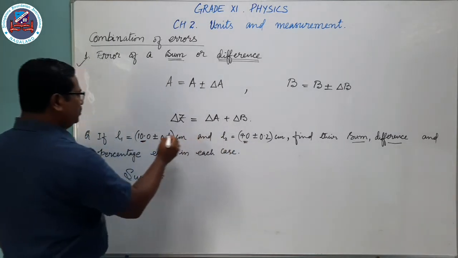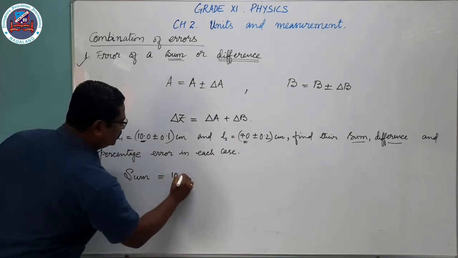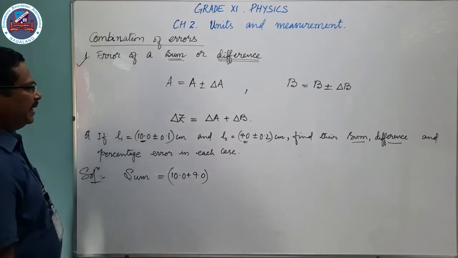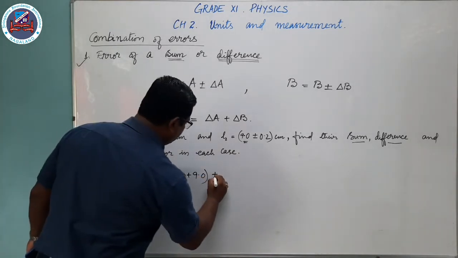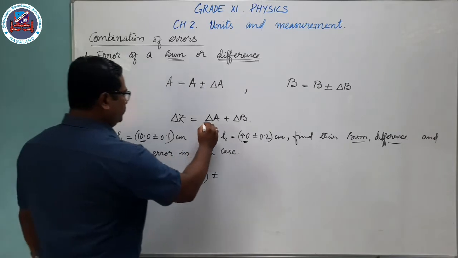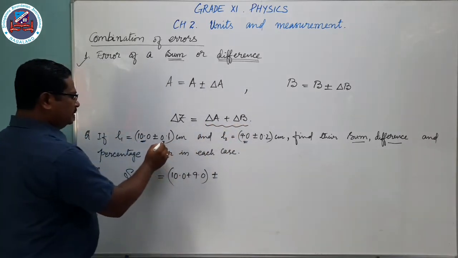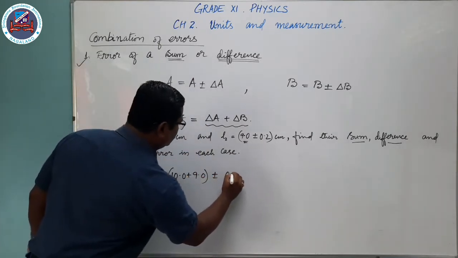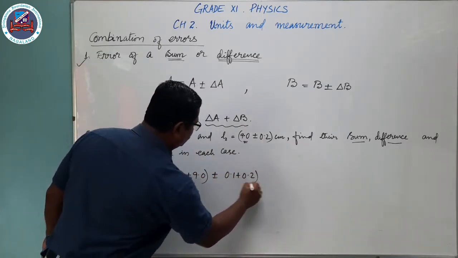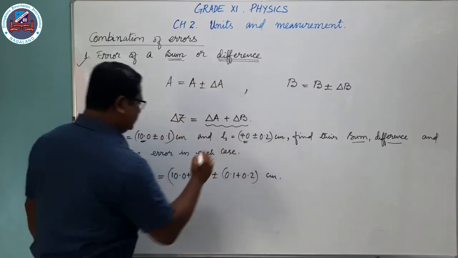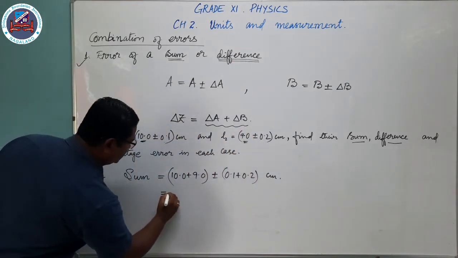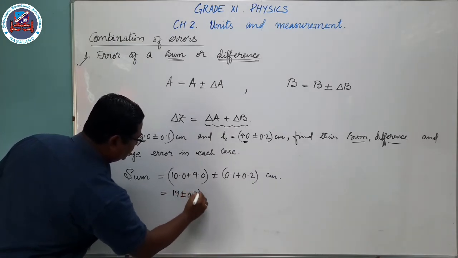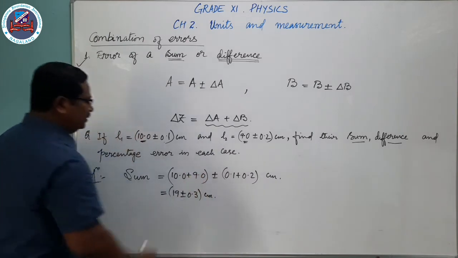The first part we are going to add: 10.0 plus 9.0. But the second part, the plus or minus part, as I said, even when you are doing the sum, this delta A and this delta B, you will have to add them: 0.1 plus 0.2. Everything will be in centimeter. So this will come out as 19 plus or minus 0.3 centimeter. This is the way it is done.